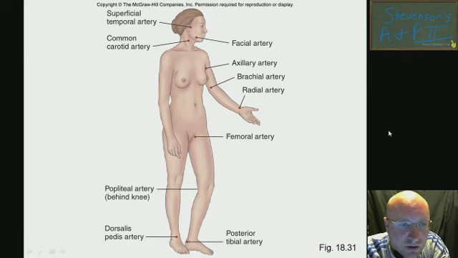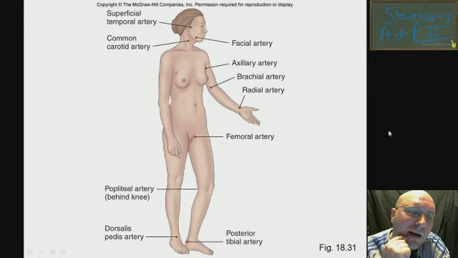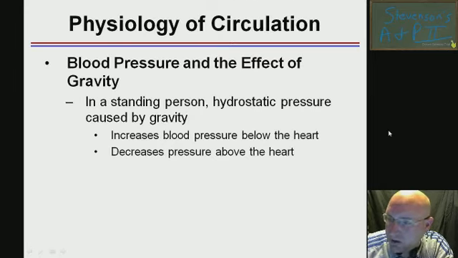The common carotid artery is also common, or the temporal. But also notice that you can take it in the facial artery, axillary, the brachial, the femoral artery, posterior tibial, dorsalis pedis, and then the popliteal artery found behind the knee.